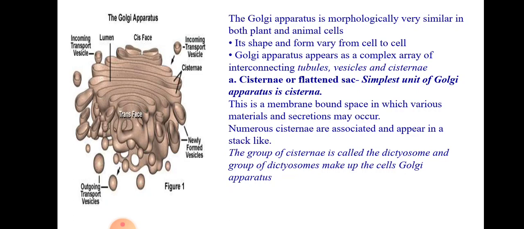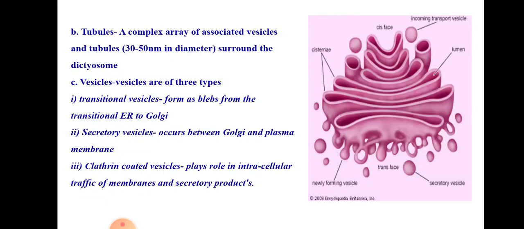The simplest unit of the Golgi apparatus is called the cisterna. This is a membrane-bound space in which various materials and secretions may occur. Numerous cisternae are associated and appear in a stack-like structure. A group of cisternae is called a dictyosome, and a group of dictyosomes makes up the Golgi apparatus. The second component is tubules, a complex array of associated vesicles and tubules about 30 to 50 nanometers in diameter surrounding the dictyosomes.